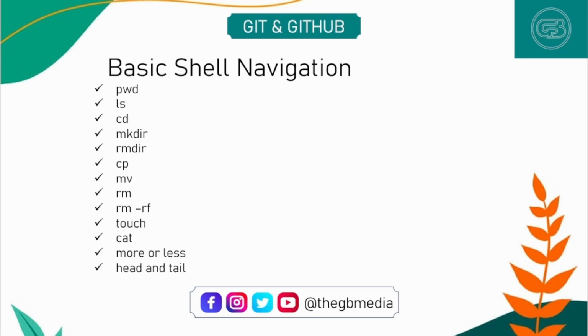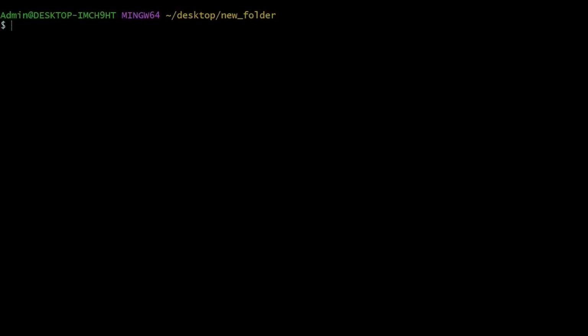So let's talk about the cp and the mv. The cp is used to copy a file from one location to another, while the mv is used to move a file from one location to another. The mv is also used to rename a file as well. So let's go back to our git bash and let's demonstrate this.